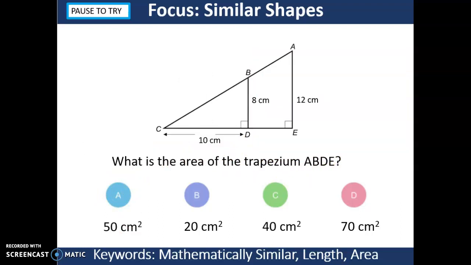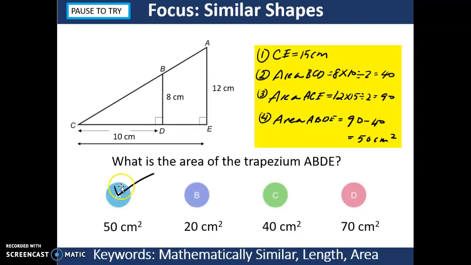And finally, pause and try this one. Right, you know the drill by now. You know that this is 15. You find the bigger area. You find the small area, which happens to be these two. You subtract them, you get yourself 50 centimeters squared.